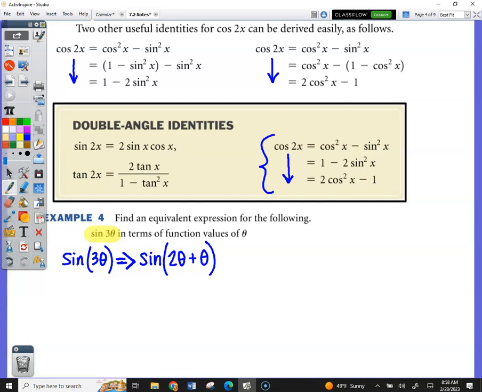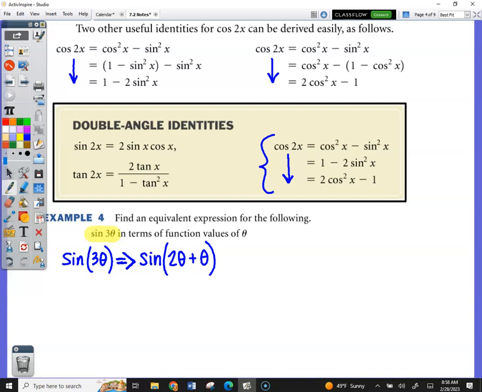Do you see how I got that? That's just basic algebra. How do I get 3 theta? Well, you could add 2 plus 1. Now, the order that you write this, no, it doesn't matter. So you can write theta plus 2 theta, or you can write 2 theta plus theta. It doesn't matter which one you do.